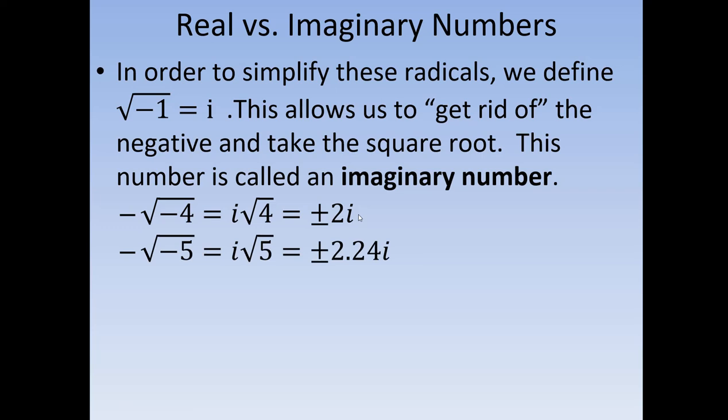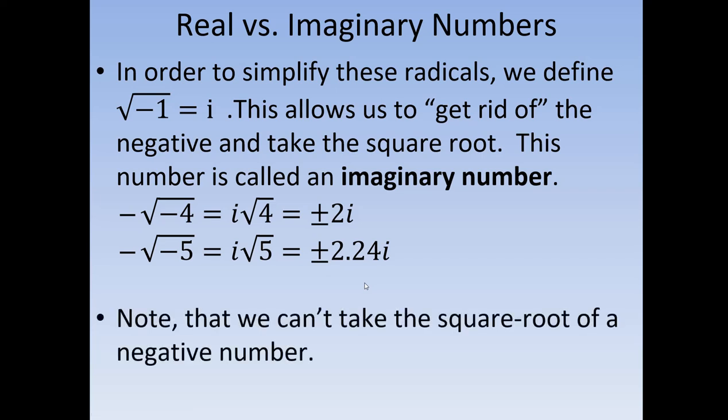And then same thing for the square root of -5. We pull out the negative by putting an i in front of the radical, and then we get plus or minus 2.24i. That's the same thing I said before.